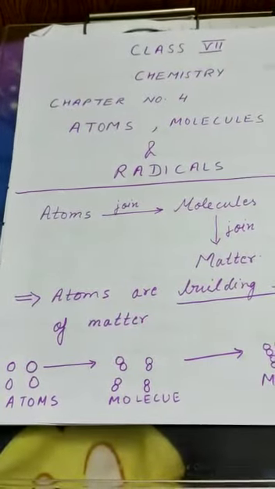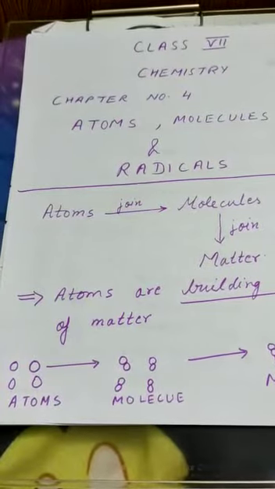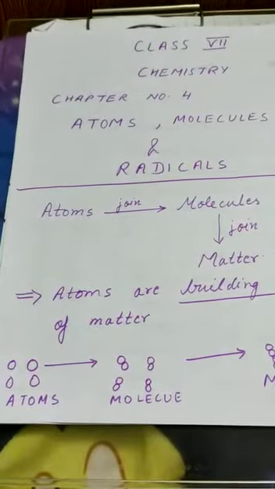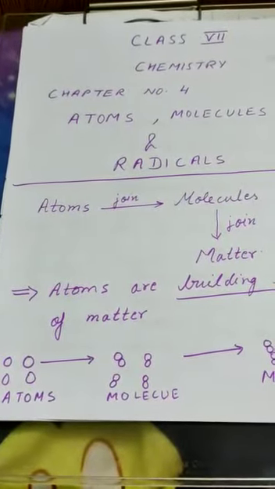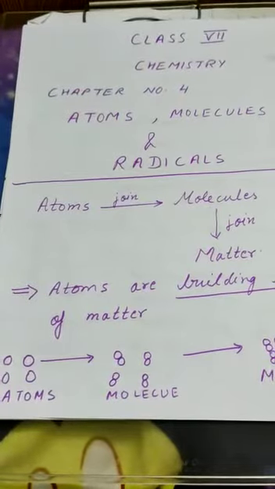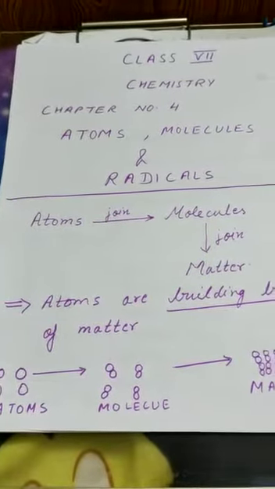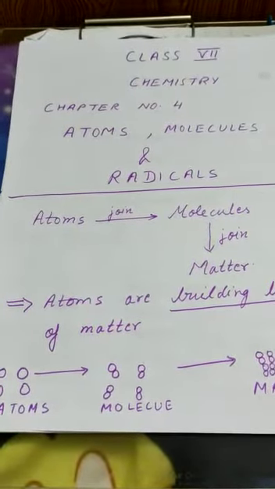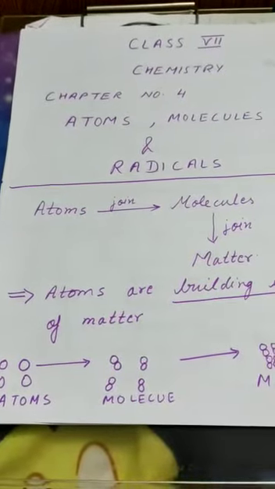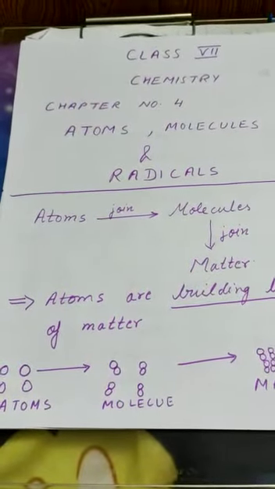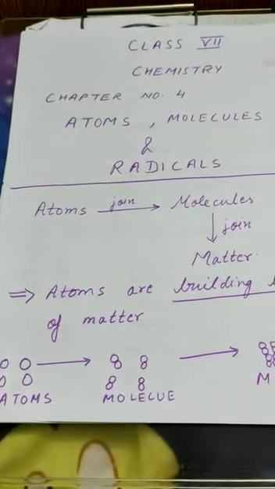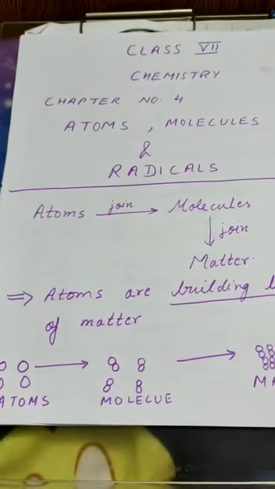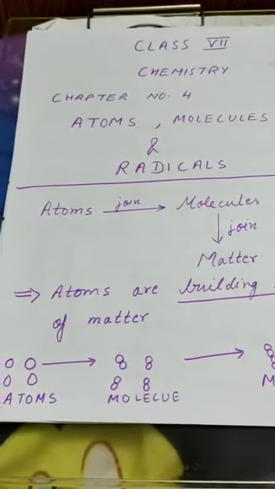Dear students, you must have learnt in biology that cell is the smallest unit of life. Cells join to form tissues, tissues join to form organs, organs join to form organ systems, and different organ systems together lead to the formation of a whole body, whether it is a plant body or an animal body. So similar is the case here. We are going to learn about what are atoms, what are molecules, and then what are radicals.